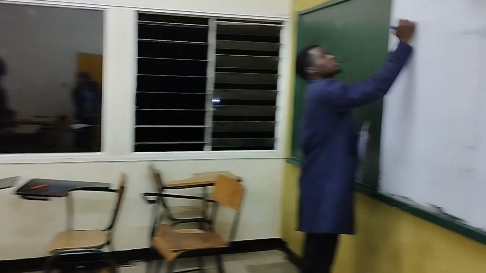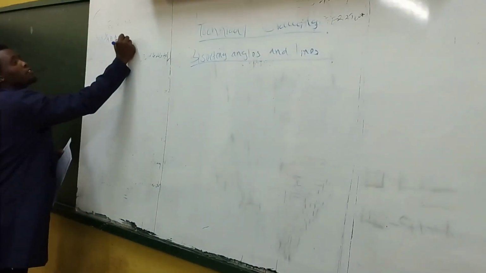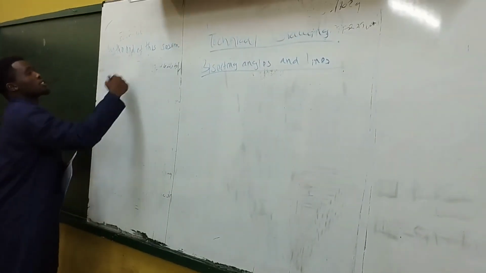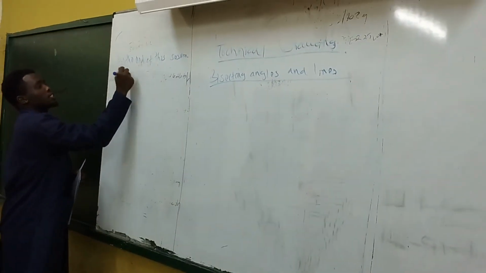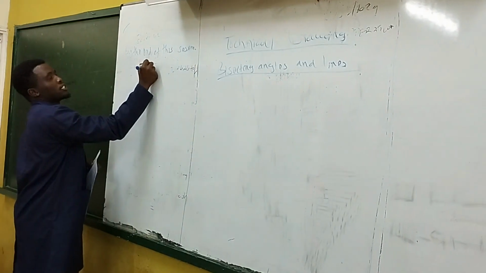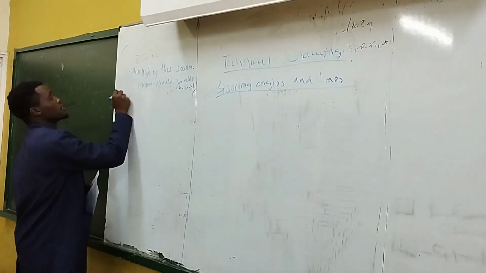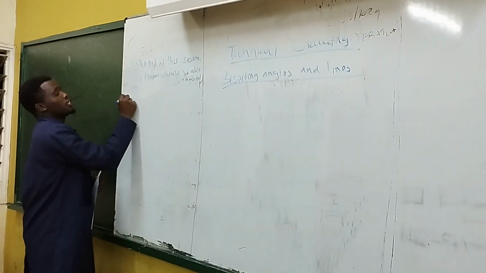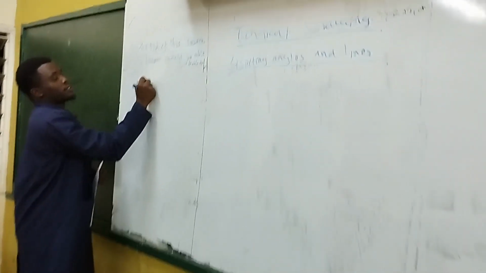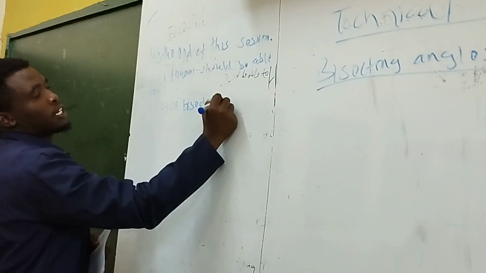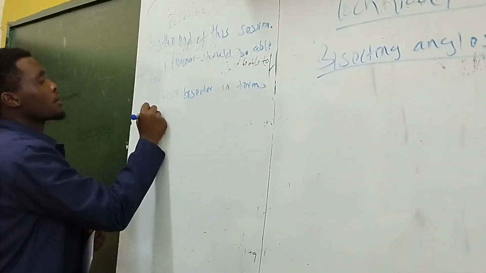So the learning outcomes, the objectives for today are, by the end of this session, each learner should be able to, number one, define bisector in terms of angles and lines.